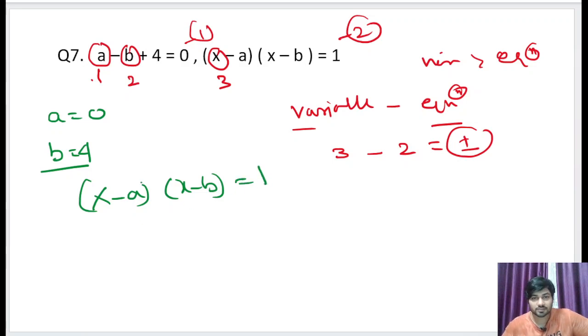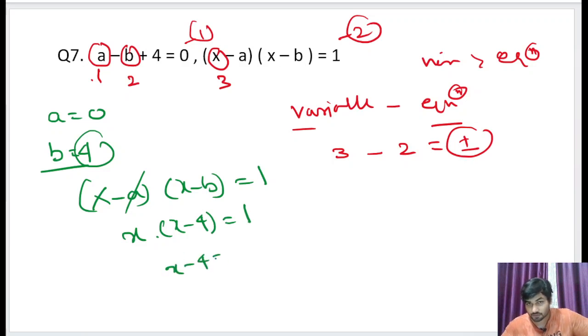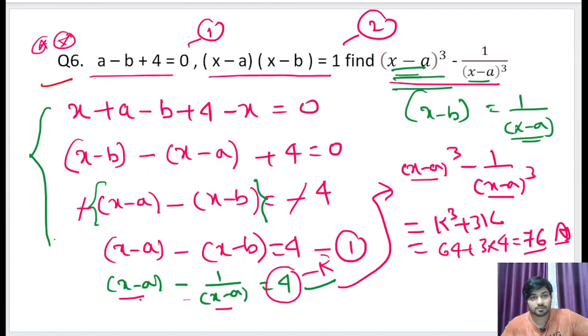Now this a is 0, so here it is x, and the value of b is coming as 4. So it will be x into x minus 4 is equal to 1. Which means x minus 4 is equal to 1 upon x. Which means x minus 1 by x is equal to 4, right? This is coming as 4. Now, what was asked? x minus a.